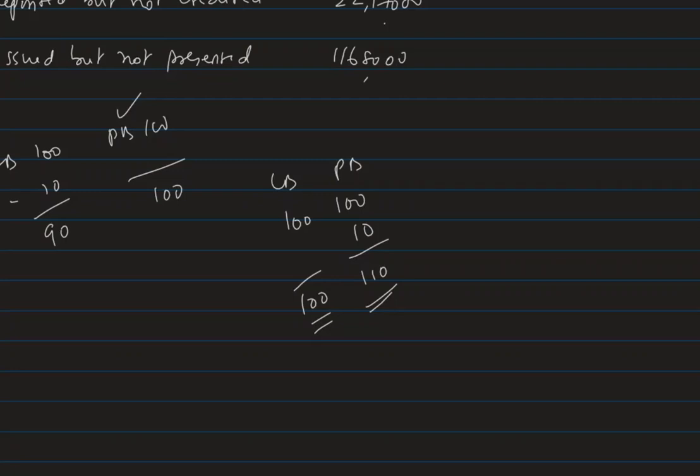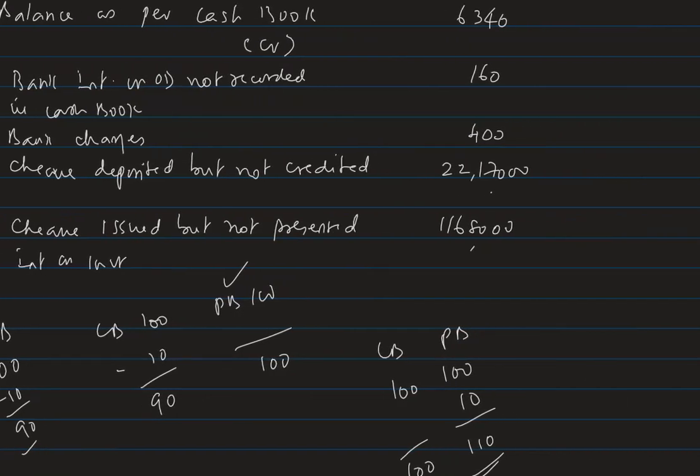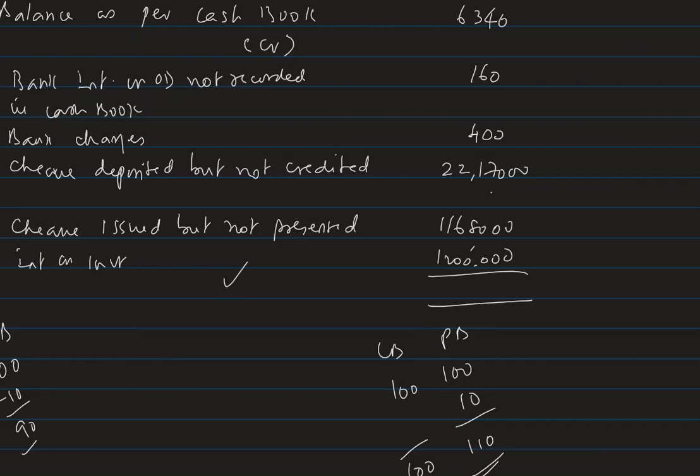So what you should do to match passbook is less. So you have to put this as an item of less. Interest on investments credited by the bank, 12 lakhs. So now you will get, you started with cash book, this is balance as per passbook.